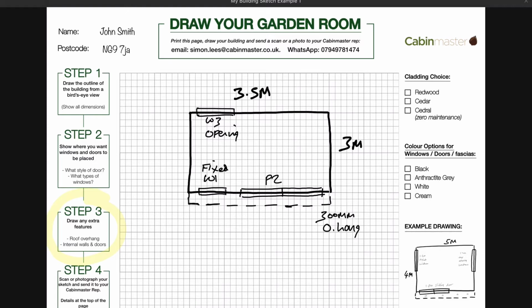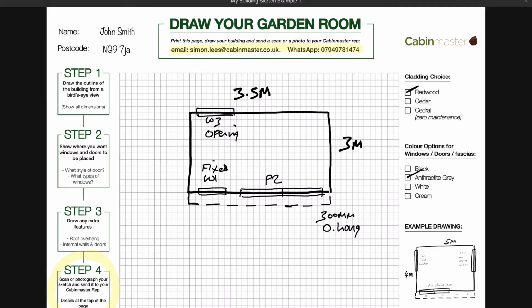So the next step would be for me to choose my cladding type on the right hand side here. So I'm going to choose redwood for this, and then just underneath that, what colour do I want the windows and doors to be, and I want them to be anthracite grey. That's the most popular finish on the windows and doors. Next thing I'm going to do is scan or take a photograph of this, and I'm going to send it to my representative, highlighted just there.